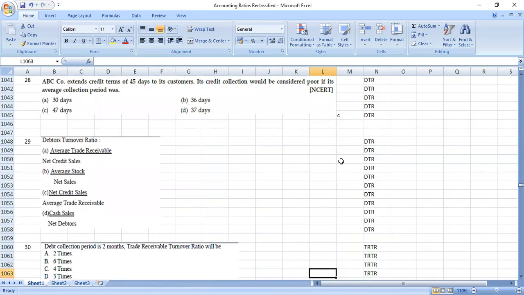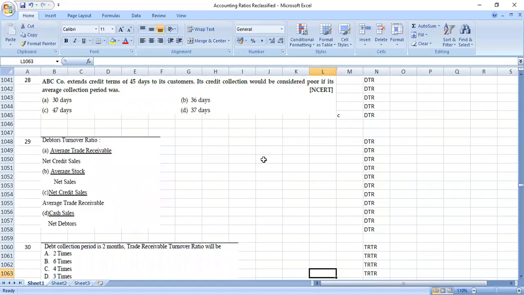ABC company extends its credit terms of 45 days to its customers. ABC company tells all its customers to pay in 45 days. The average collection period is, when is it considered poor? We tell them to pay in 45 days. If they pay in 30 days, is it poor? No, good. 36 days, no. 37 days, no. But we tell them to pay in 45 days, they're paying in 47 days. They're taking more time to pay. So this is bad for us, right? So C is the correct answer.